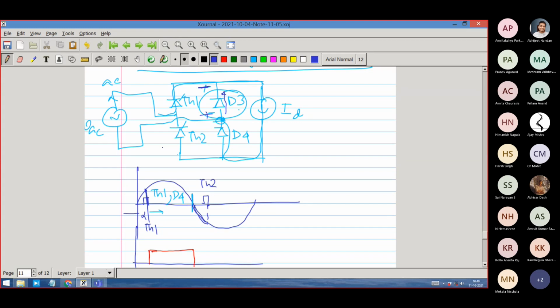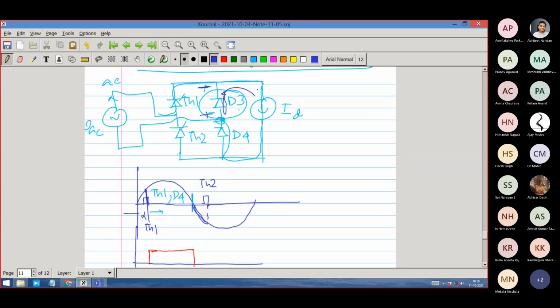Is there any change possible? I am asking why TH1 will not turn off. Why will TH1 not turn off? TH1 will become reverse biased at that moment, and TH1 is not feeling any need to conduct because the ID current can now flow through D3.